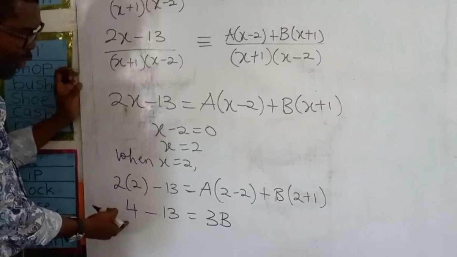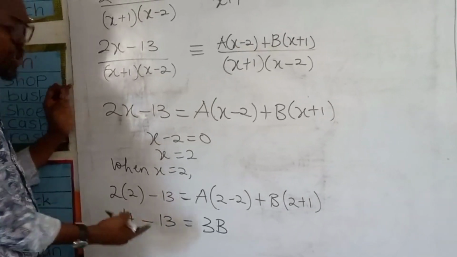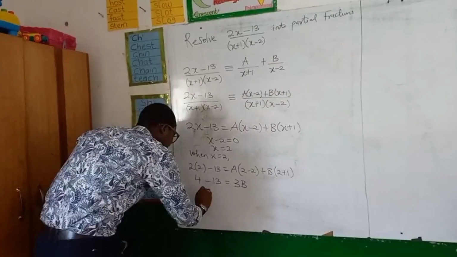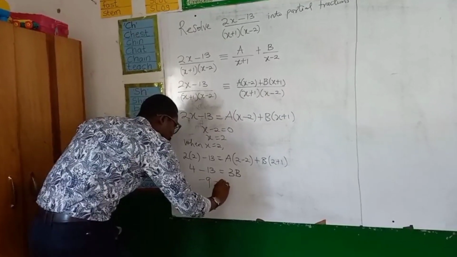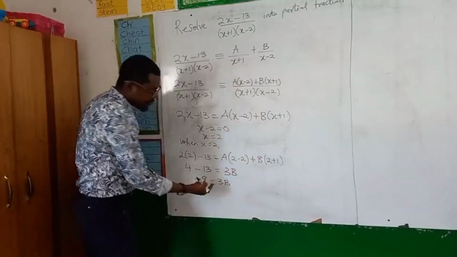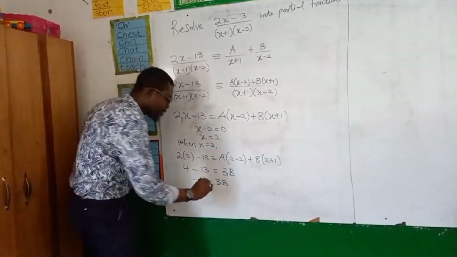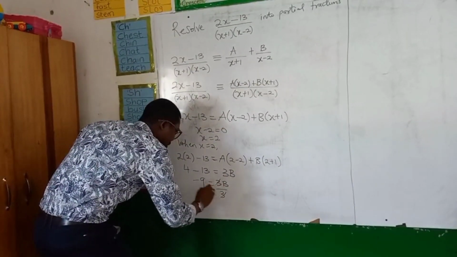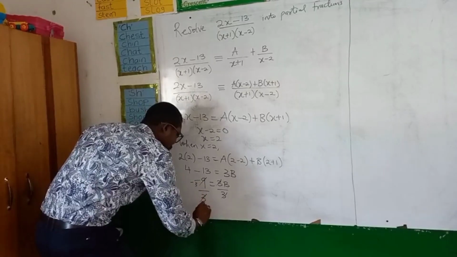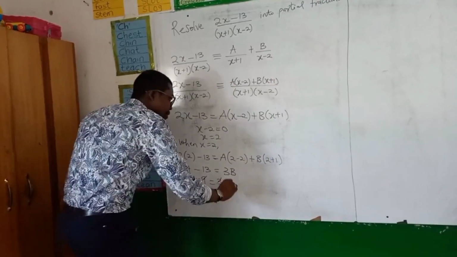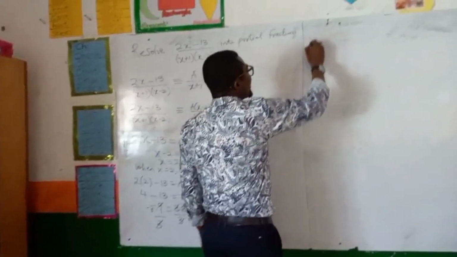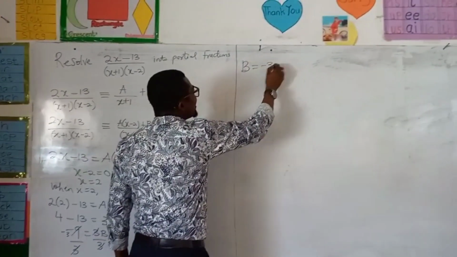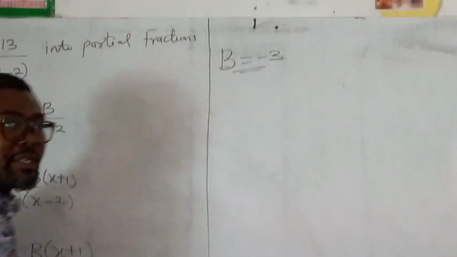Alright, so 4 minus 13 will give me negative 9. So this will be negative 9 is equal to 3b. I am looking for b, so I'll divide both sides by the coefficient of b, which is 3. So this side also by 3. This gives me negative 3. So my b will be equal to negative 3. So that's the value of b.